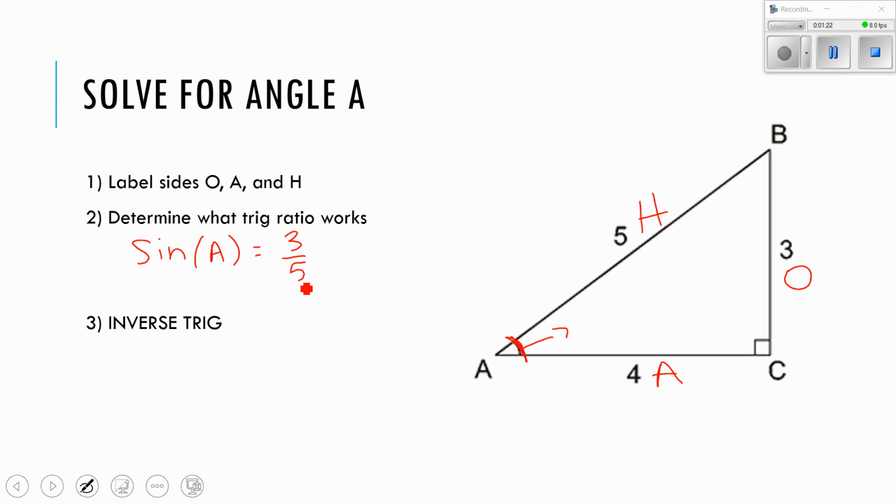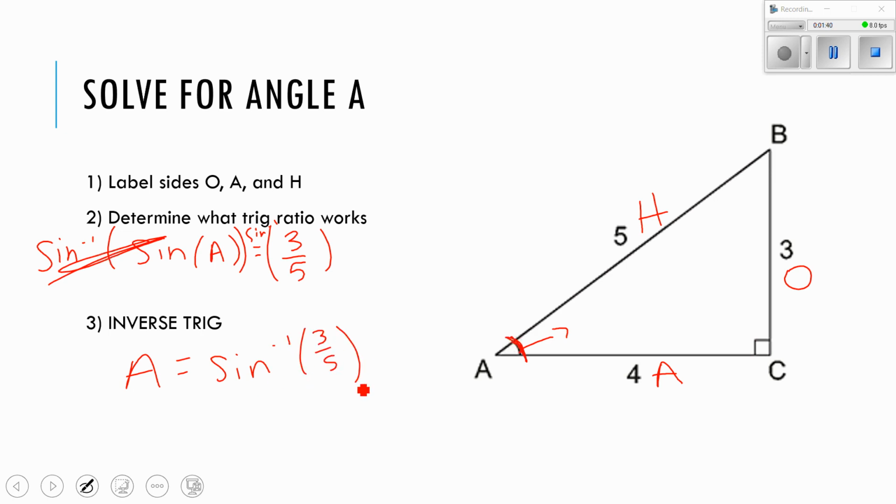What you do is there's a button on the calculator that says sine^-1, and you're going to do that sine^-1 to both sides. It cancels out over here to leave you with A, and then the other side turns into sine^-1, or arc sine, of 3/5.